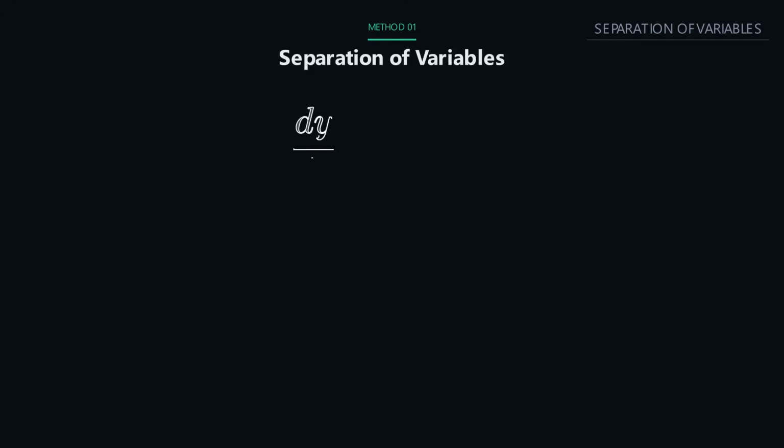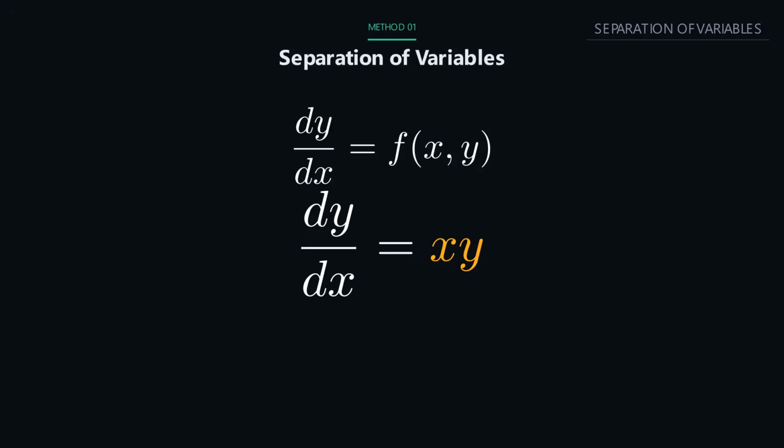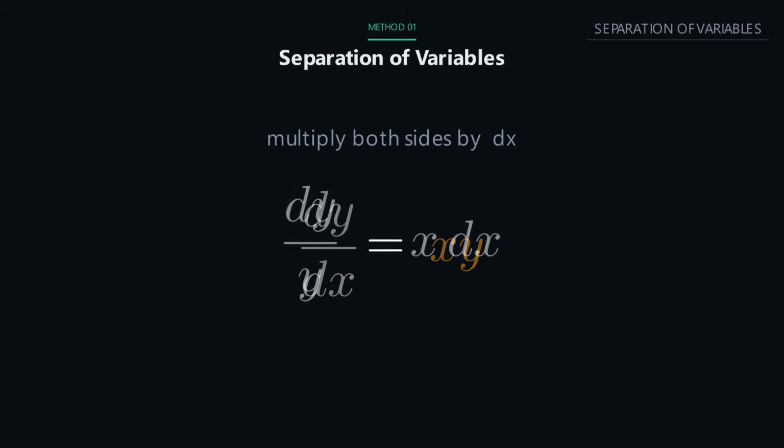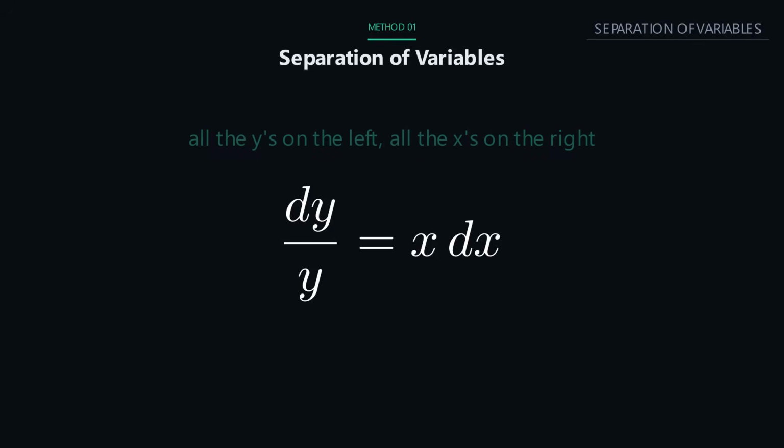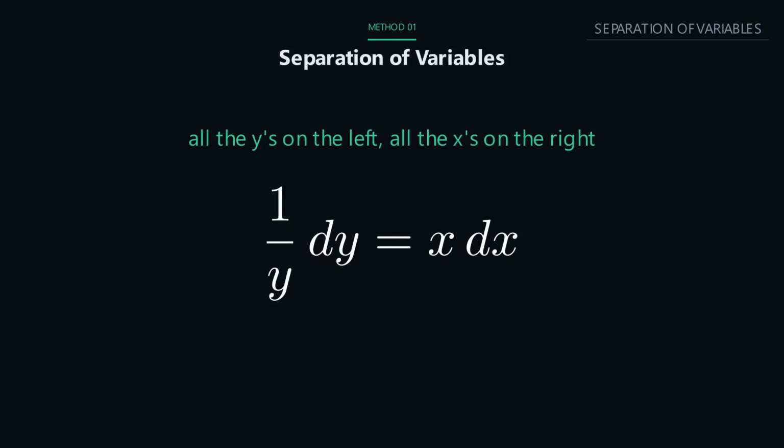We have a differential equation in the form dy dx equals a function of x and y. So for example, we're going to say dy dx equals x times y. We're going to separate this. We're going to divide both sides by y, and multiply both sides by dx. Now our equation looks like dy over y equals x dx. In other words, we can simplify the left-hand side to 1 over y dy.